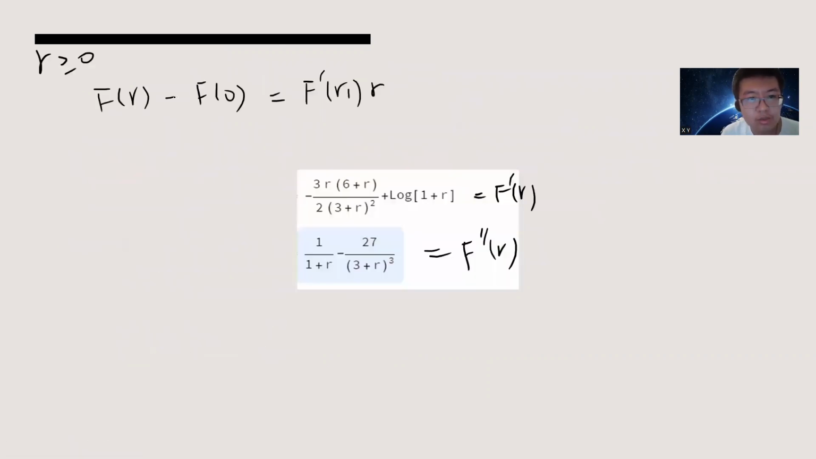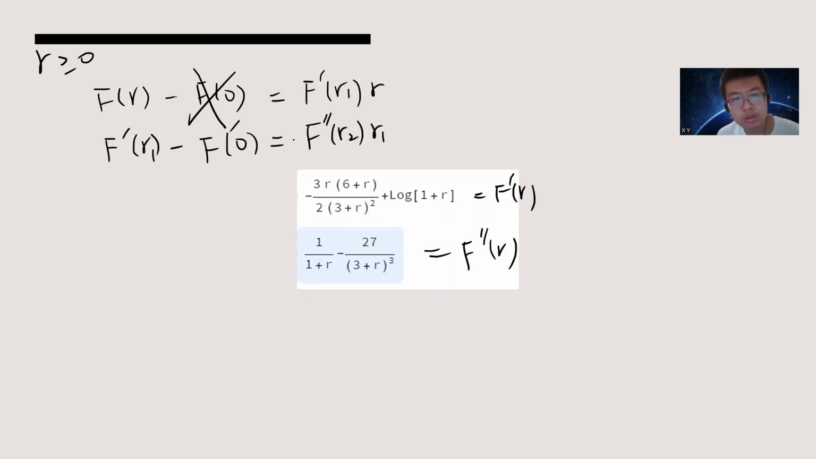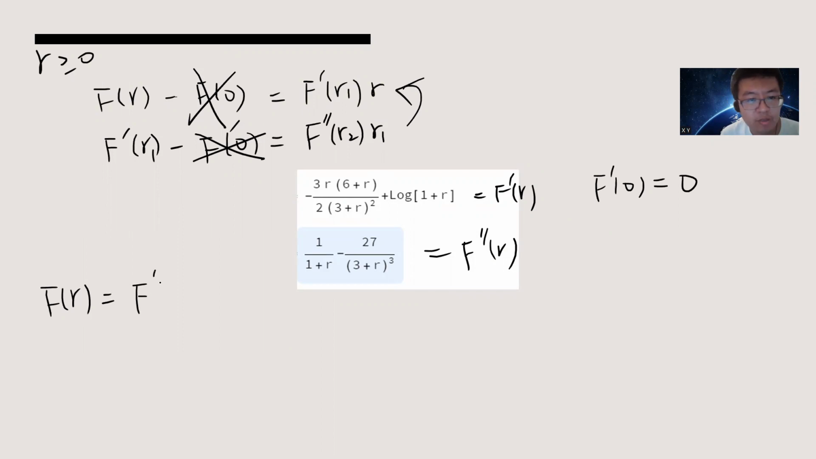Okay, so this guy is 0. Now we calculate, but it's not obvious to see whether f prime is greater than or equal to 0 or not. So now let's consider f prime of r1 minus f prime of 0, that equals f double prime of r2 times r1. And f prime of 0, where 0 plus 0 is 0. So this guy is 0. Combine these two, we get f prime of r equals f double prime of r2 times r1.